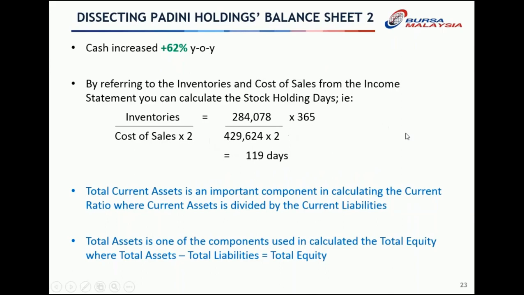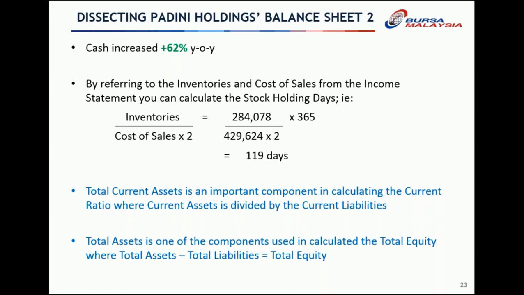Here is something from a retailer that you can gauge, which they never report on the balance sheet, but maybe in the summary of performance they would normally report. You can calculate it yourself by referring to the inventories and the cost of sales from the income statement. You can calculate the stock holding days: inventories divided by cost of sales times 2. Why times 2? Because it's 6 months, only half a year, so to average out how many days the company is holding its inventories.